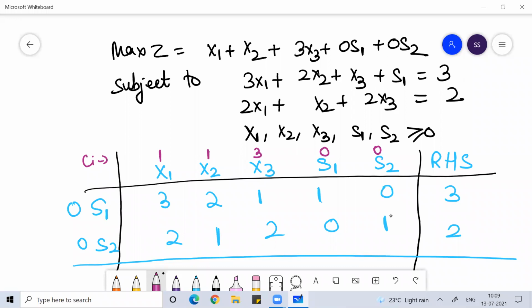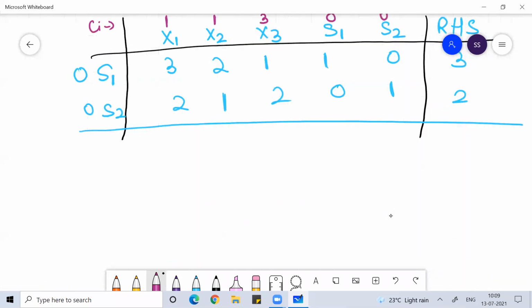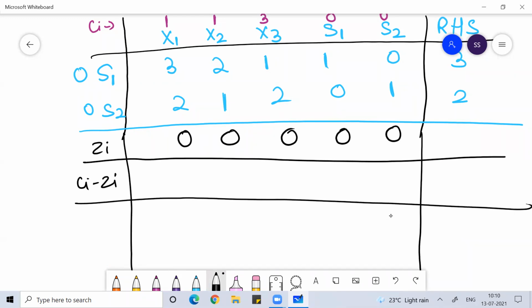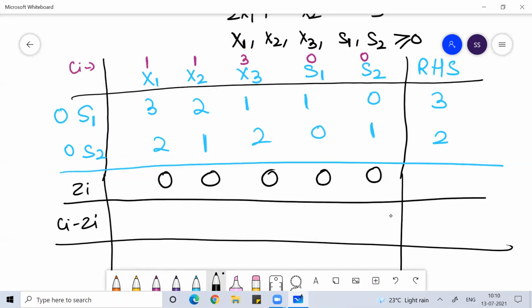So once we get this, if you find your zi value, the first zi value that you will find will always be 0. So you need to focus on the ci minus zi value. What is the ci value? This is the ci value, and ci minus zi, because that will ultimately tell you which variable is actually entering into the solution.